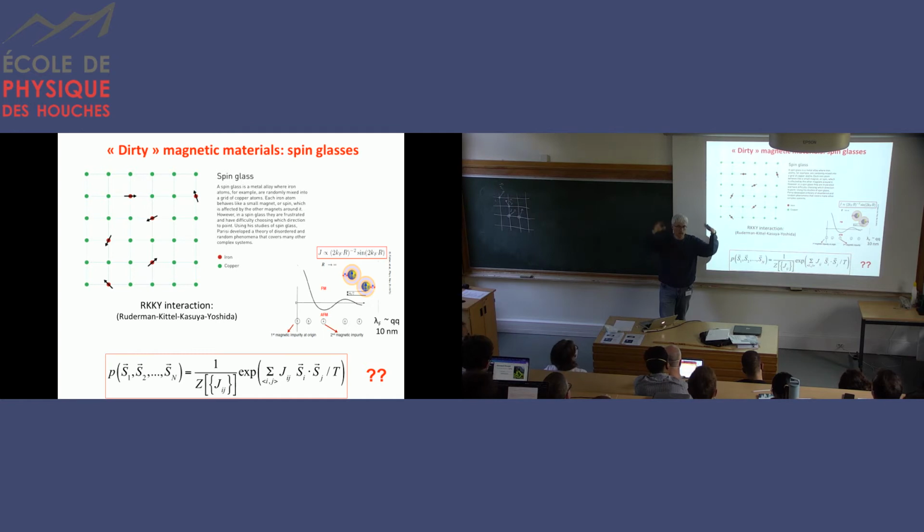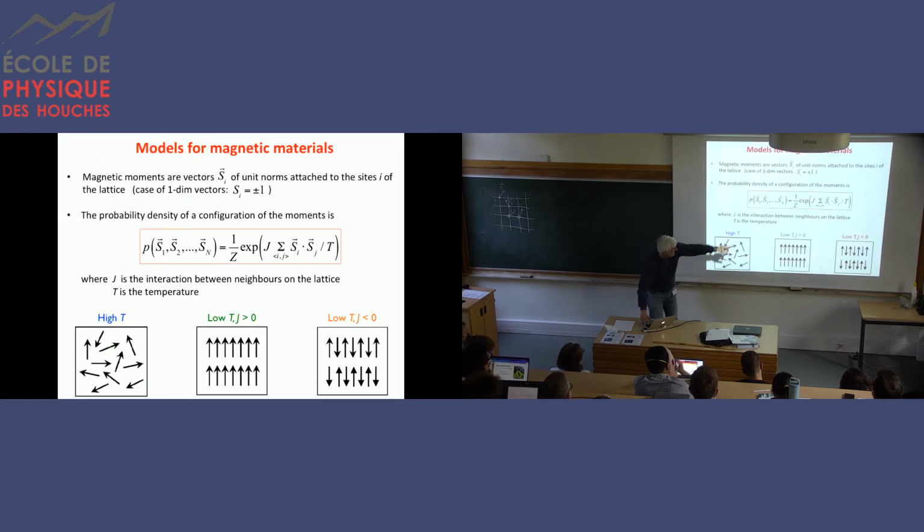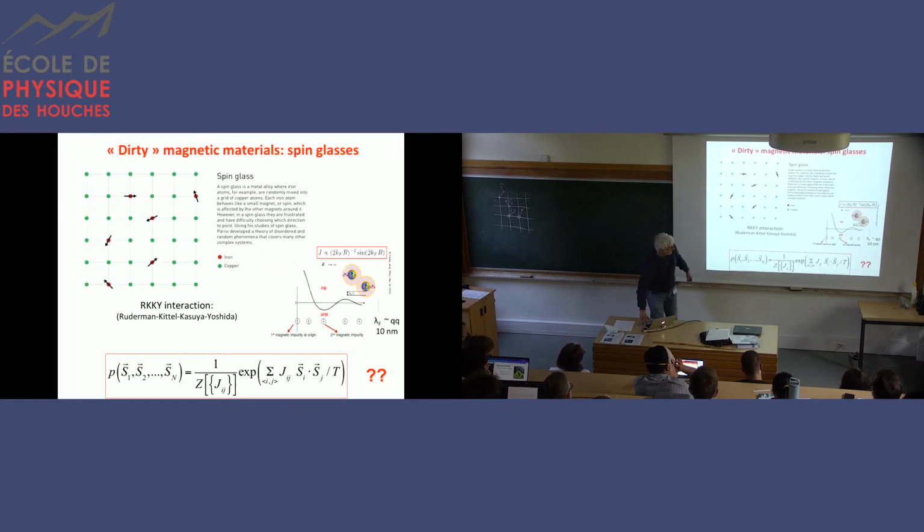And now you ask what is the configuration with the highest probability. So you see the big change between the problem I mentioned before and this problem is that now the interaction J depends on the pair of spins. It's a Jij, and it can be positive or negative. It's still a pairwise interaction, yes.